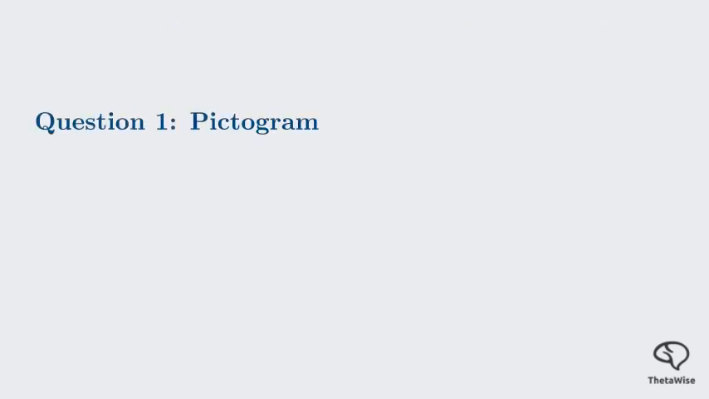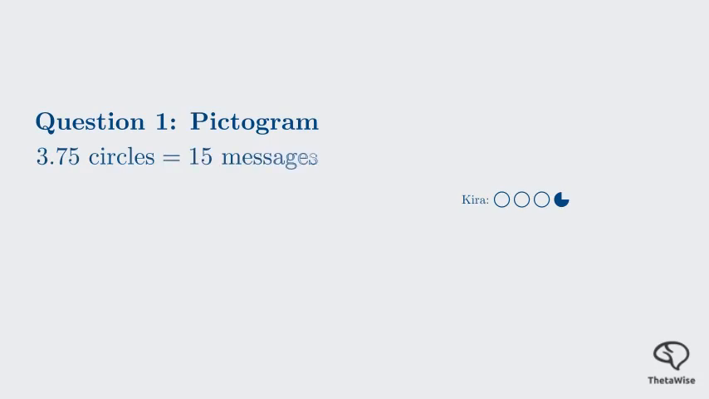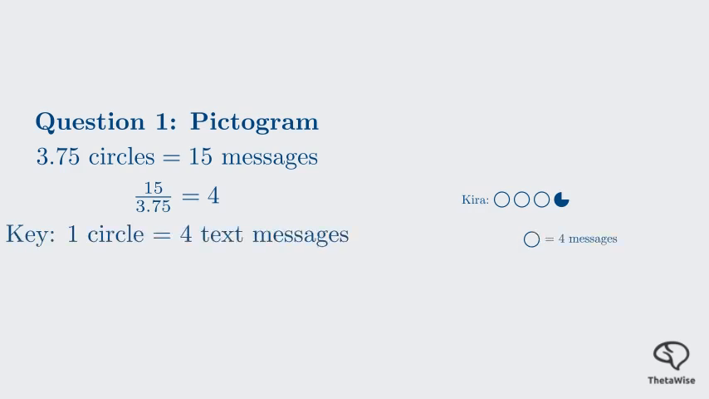Let's start with question 1, which involves interpreting a pictogram. In part A, we are told Kira sent 15 messages. Looking at the pictogram, Kira has 3 full circles and 3/4 of a circle. To find what 1 full circle represents, we divide 15 by 3.75. So, the key is that 1 circle represents 4 text messages.